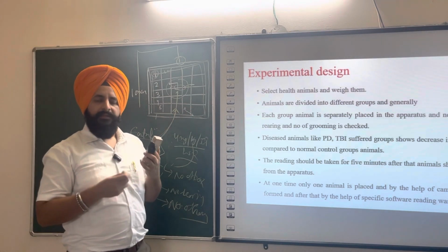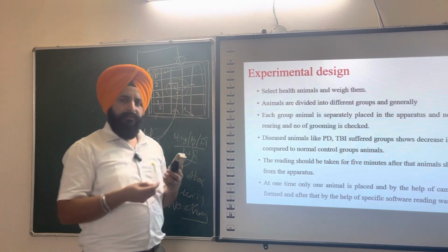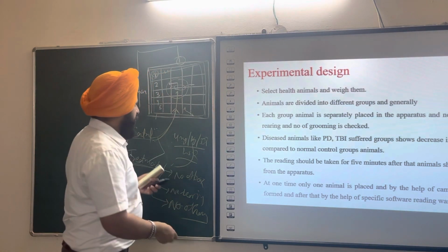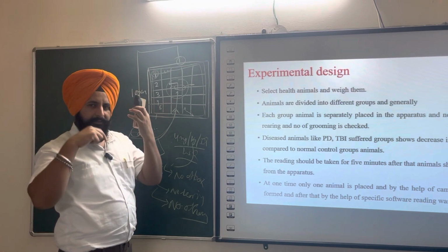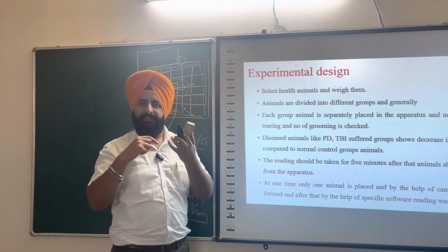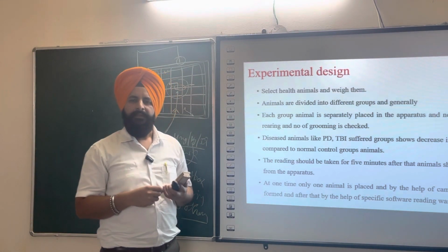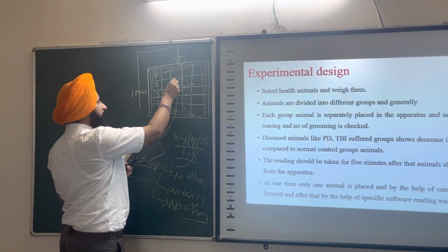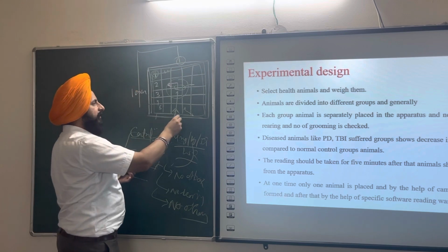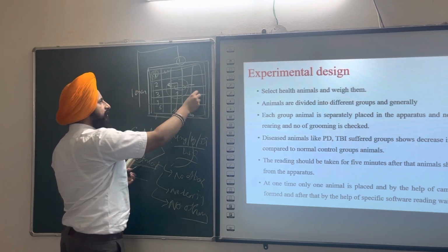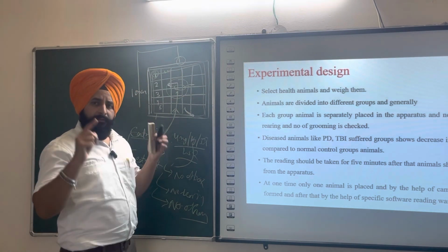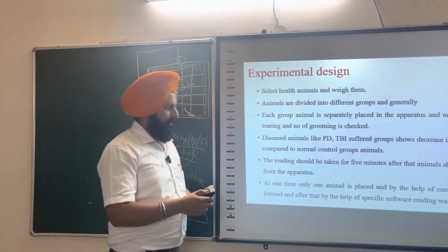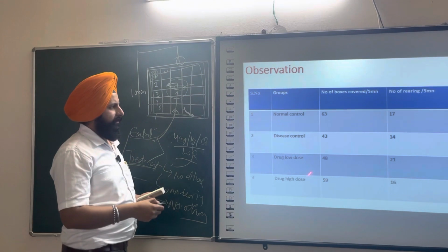And grooming, that means whenever the animal does the behavior where you can see the animal wants to keep the front paw toward the nose side, this is called grooming. So you will check this for 5 minutes. Firstly you will check the number of box cross, secondly you will check the rearing, and thirdly you will check the grooming. All the activity you will keep in a table, that I will show you how you will prepare.